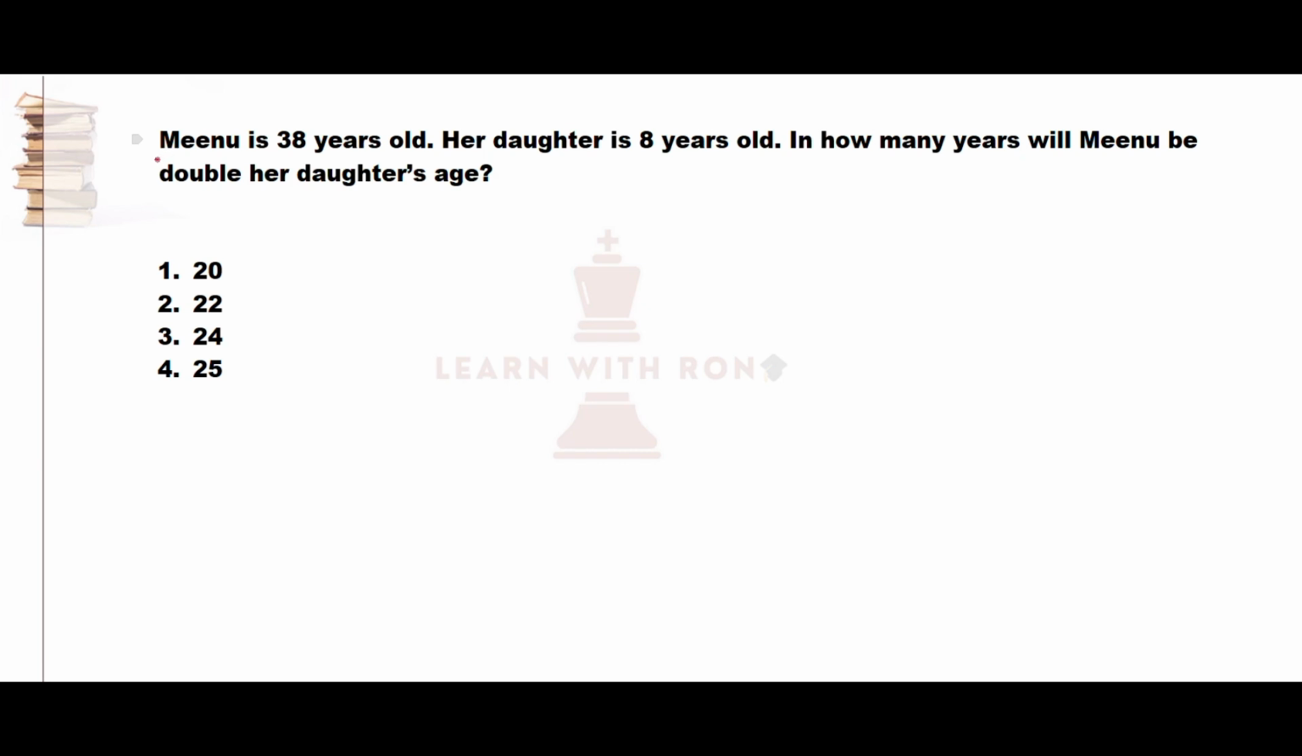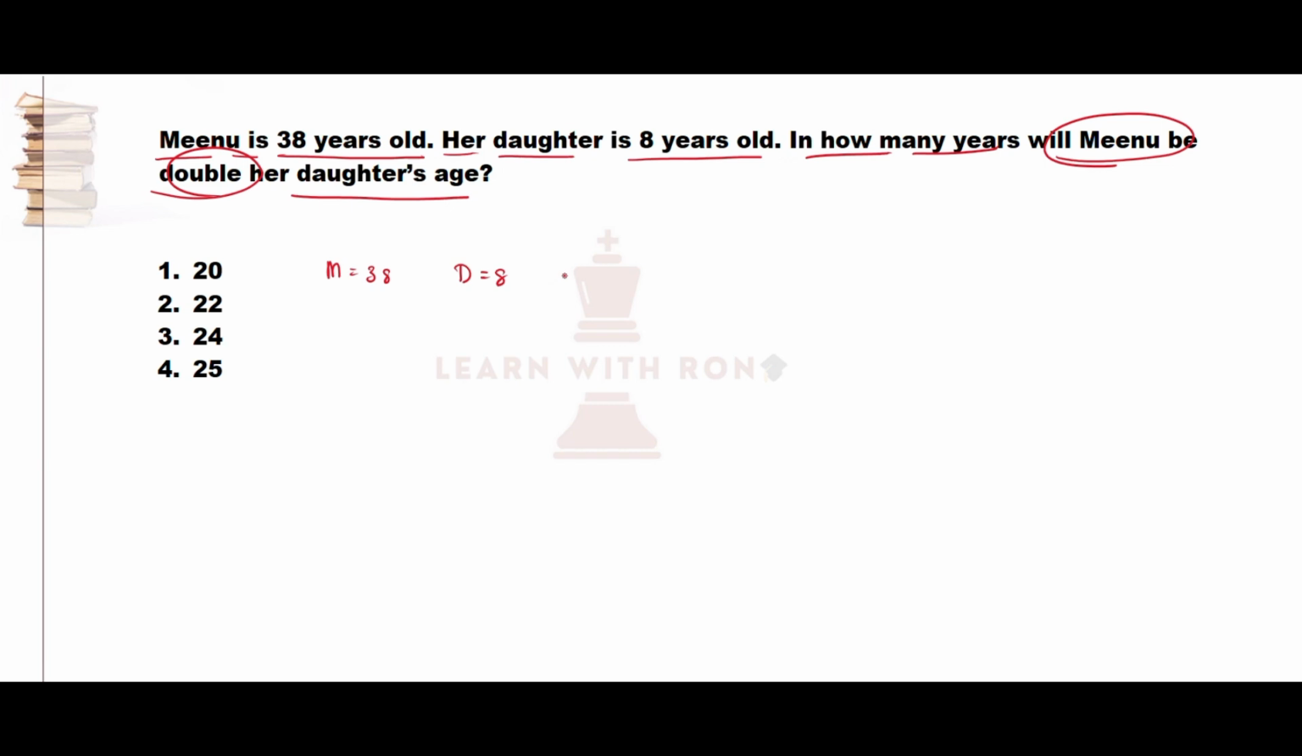Here they have given Meenu is 38 years old. So Meenu's age is 38. Her daughter is 8 years old. Her daughter's age is 8 years. They asked us to find in how many years will Meenu be double her daughter's age.